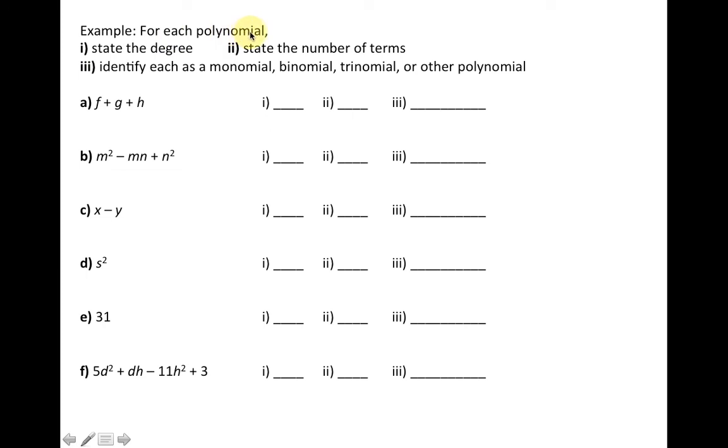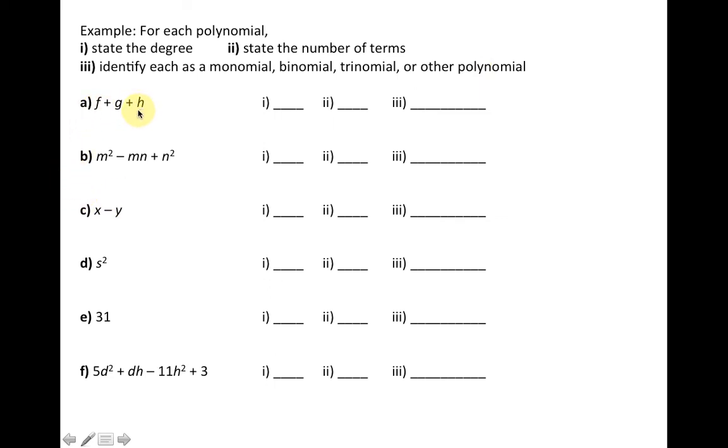Next, for each polynomial, we'd like to state the degree, which we'll do in this column. We'd like to state the number of terms, which we'll do in the second column. And we'd like to identify each as a monomial, binomial, trinomial, or other type of polynomial. Alright, so first we have in part A, f plus g plus h.